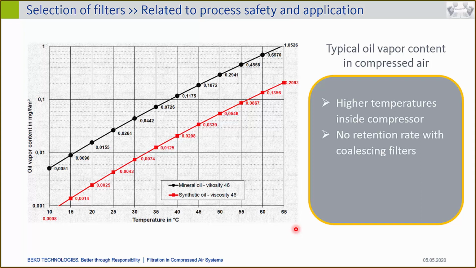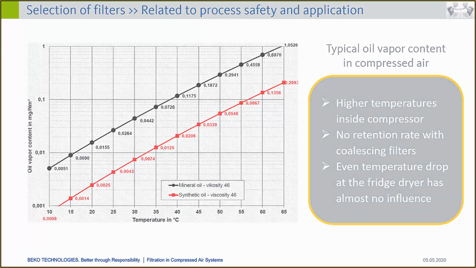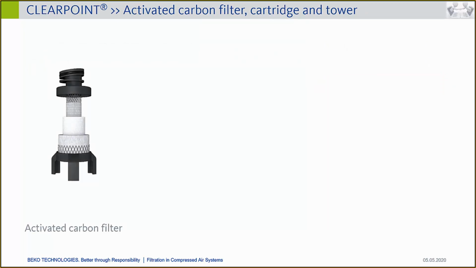And we also have the problem that there is no retention rate of the oil vapor with just the coalescing filters. So that also means the integrated oil separator in the compressor does not reduce the oil vapor content. And even the temperature drop inside the fridge dryer has almost no influence on the oil vapor concentration. So what is then required in terms of oil vapor filtration? For that purpose, we have one option. This is the activated carbon filter.